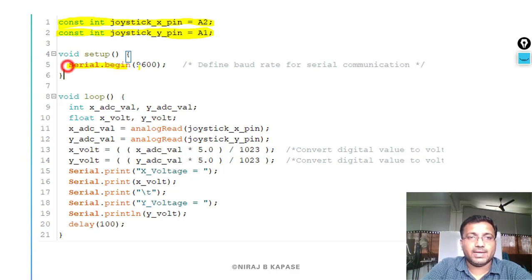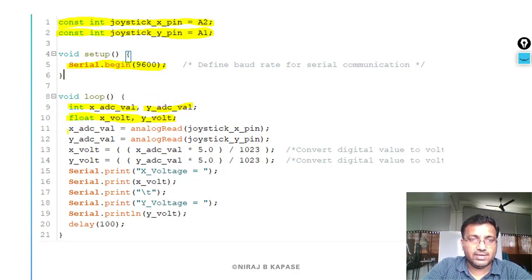Void setup: Serial.begin(9600). So it uses the serial communication mode of Arduino. Void loop initial values. So we have X ADC value, Y ADC value here. Then float X volt and Y volt. So these are the output voltages, X volt and Y volt.